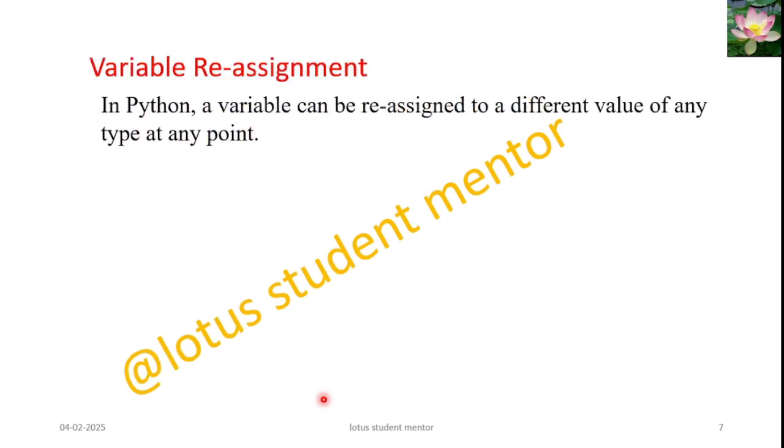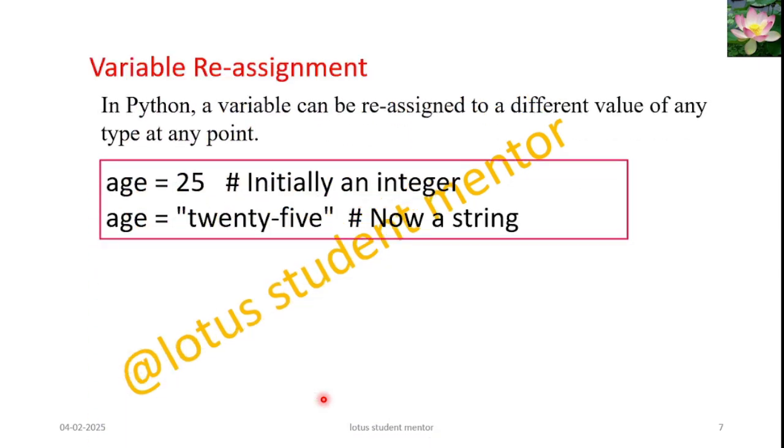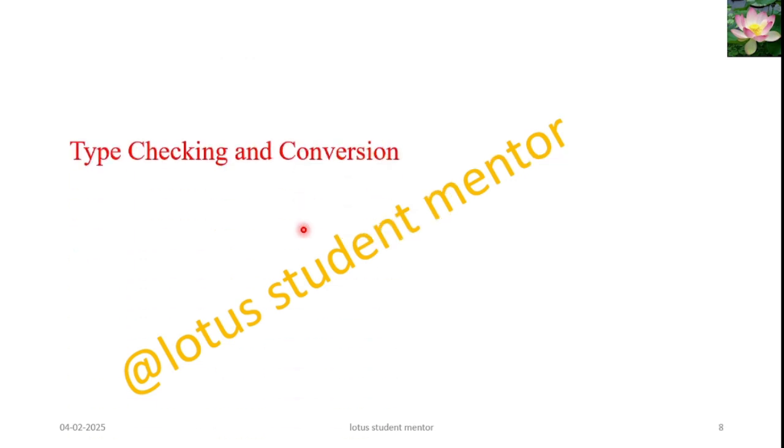Coming to next, variable reassignment. What is variable reassignment? Suppose a is equal to 25 is mentioned, Python programming will consider it as an integer 25. Now a is equal to, in double quotes, 25 we have written in words. This second time, a becomes a string. It is under double quotes. That is what a reassignment is.